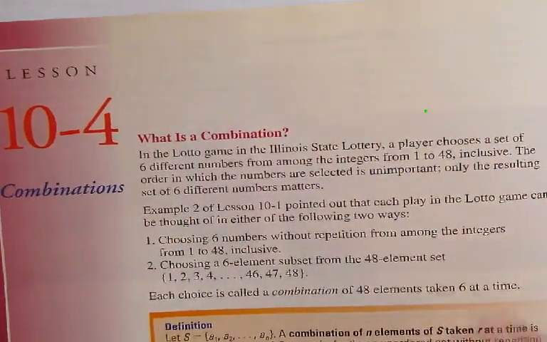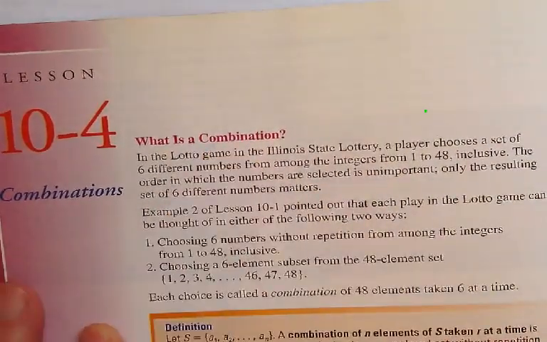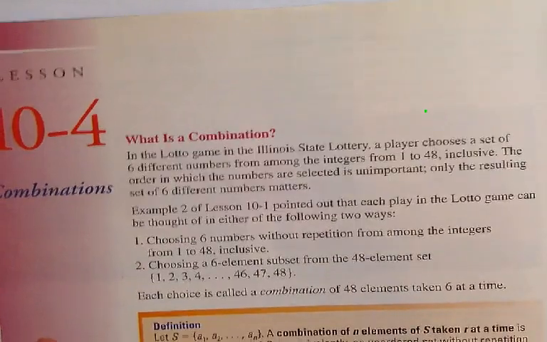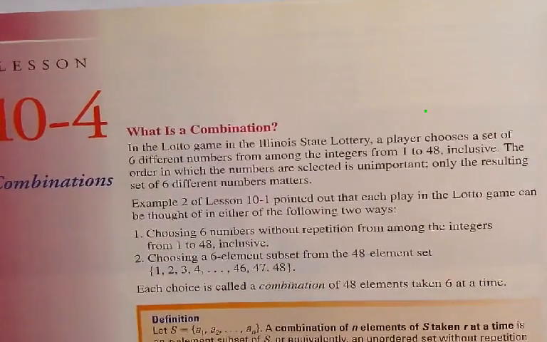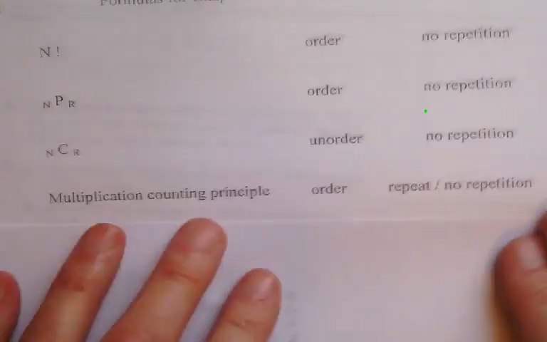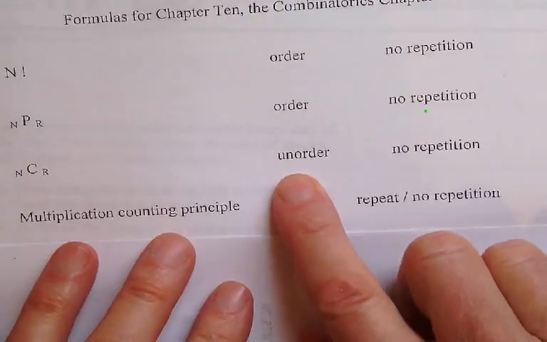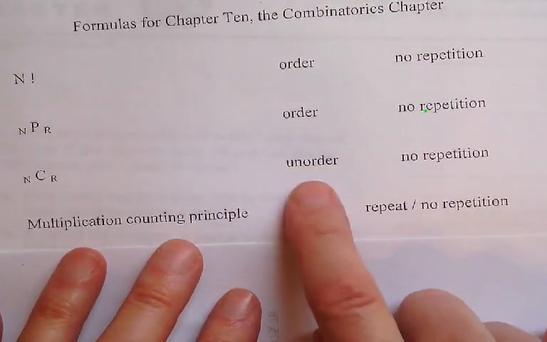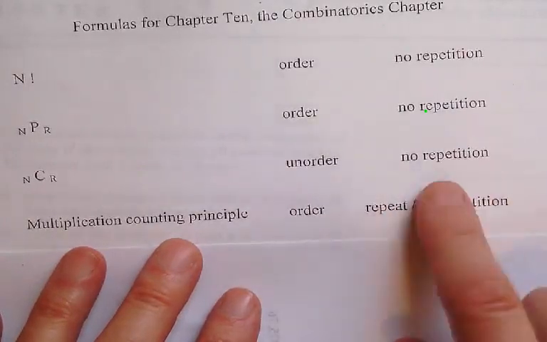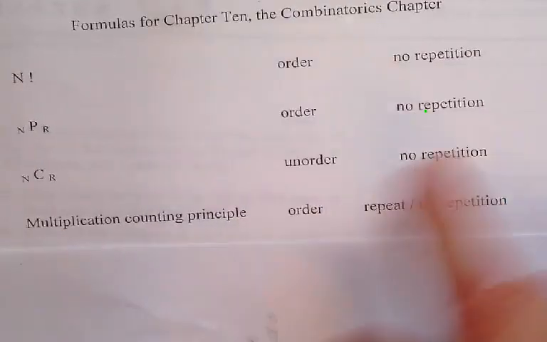Today we're doing combinations. What we're interested in a combination is that order is not important. We don't care about the order, right? In permutations, order is important, but in combinations it's not. There's still no repetition, like all of those.